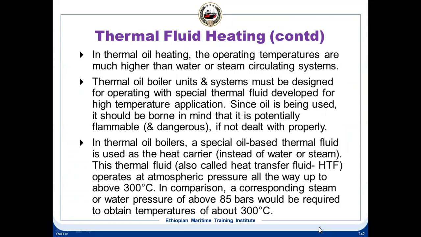In comparison, the corresponding steam or water pressure is above 80 bar at about 300 degrees centigrade. So you can imagine, if you have a system working at 85 bar, what the components, piping, pumps, etc., and the boiler would have to be to deal with this kind of pressure. It would be just too heavy to have on board.